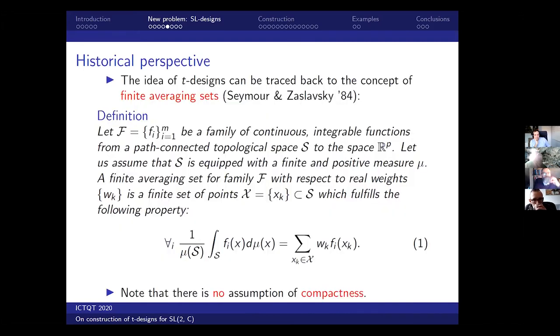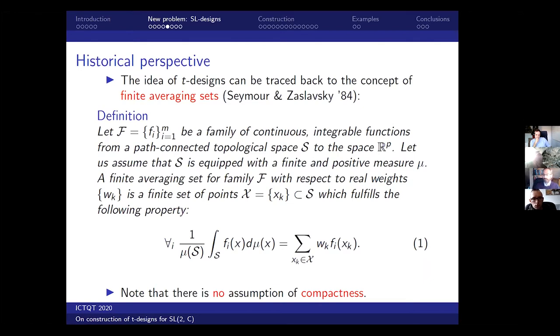And let us come back to the idea which stays behind unitary designs and other types of T designs, which are discussed in quantum information science. So the idea of finite averaging sets.